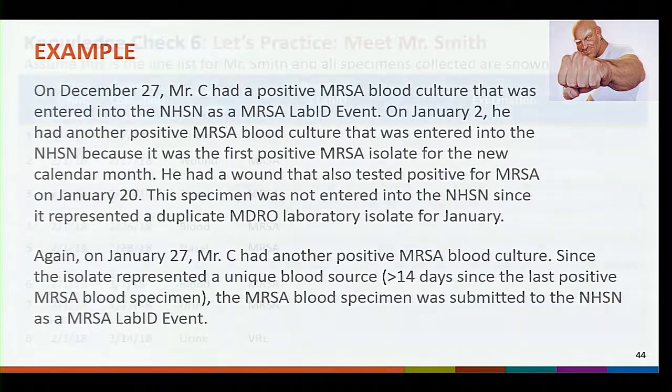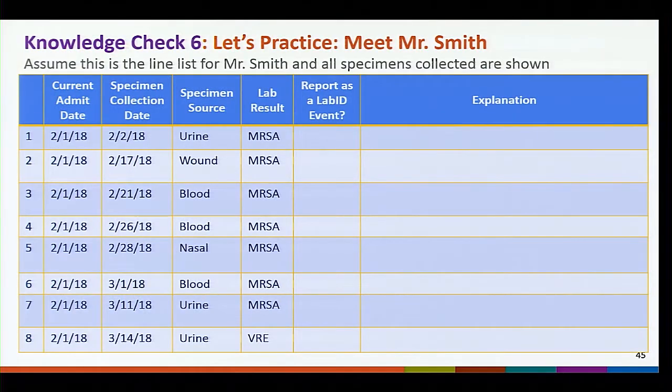Okay. Just in case you still need some more examples, let's assume that Mr. Smith, that this is his line listing. This is not, this is a verbal response. The clickers do not work with this. His current admission date is February 1st for the entire line list.